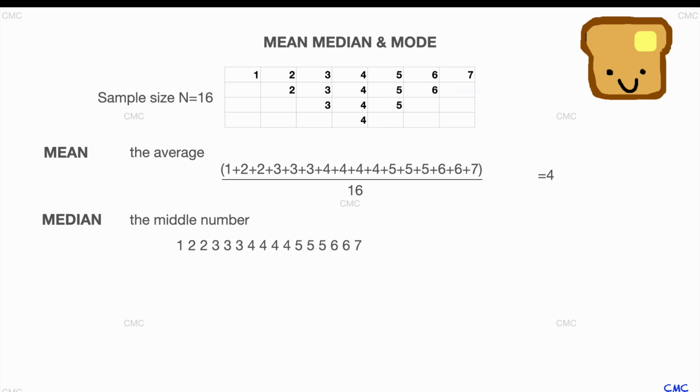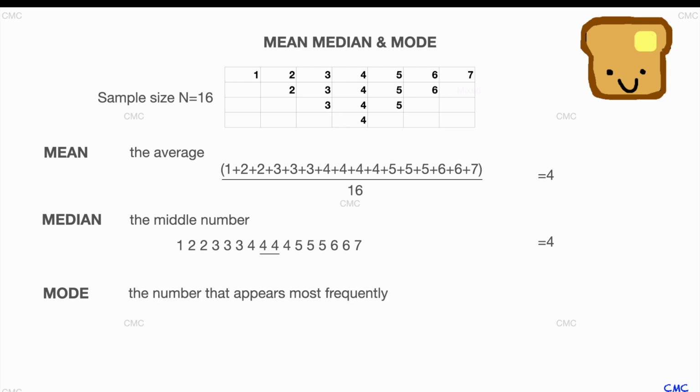Now, let's go back to our original set. We've got 16 numbers, which is an even number. We'll also learn how to determine the median when you have an even number of values. So the median number in this case is the average or the mean of the two middle numbers. So you've got 4 and 4. So you add them up, 8, and divide by 2 is still 4. And that's our median.